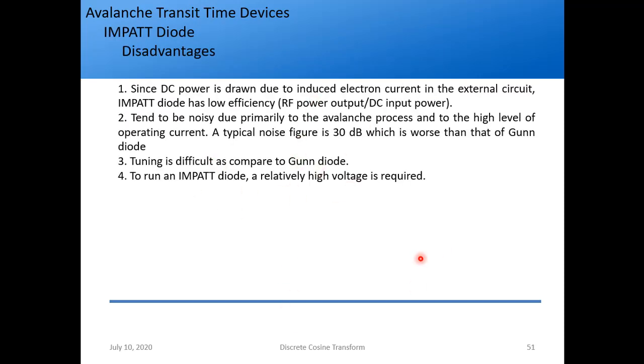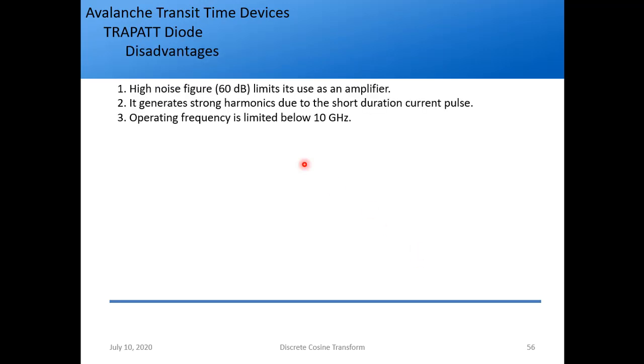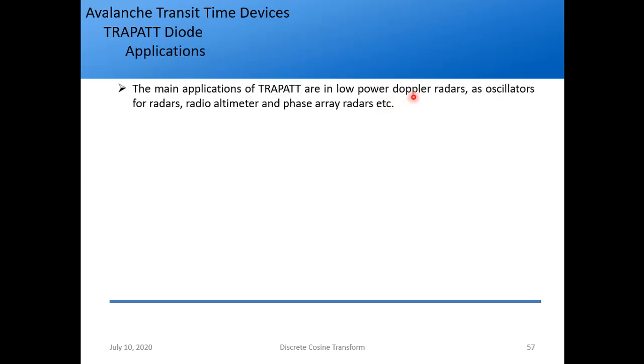But the noise figure is 60 dB. That is a disadvantage, and it has huge harmonics. Instead of using the diode at 2 gigahertz frequency, it will have outputs at 4 gigahertz, then 8 gigahertz, 16 gigahertz, and so on, that is, at the harmonics. As we saw, the impact diode works till 100 gigahertz, but this works only till 10 gigahertz. Then it is used in radars and oscillators, as I said at the start of the lecture. So this is the working of the TRAPATT diode.